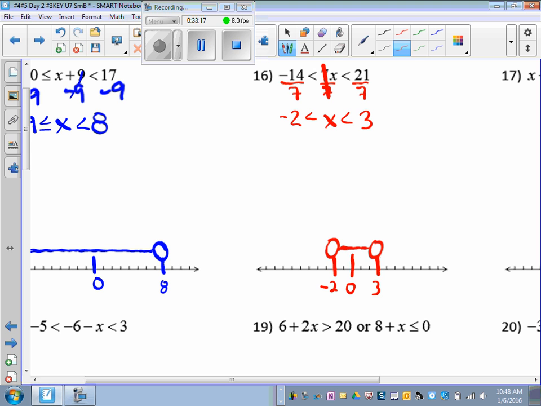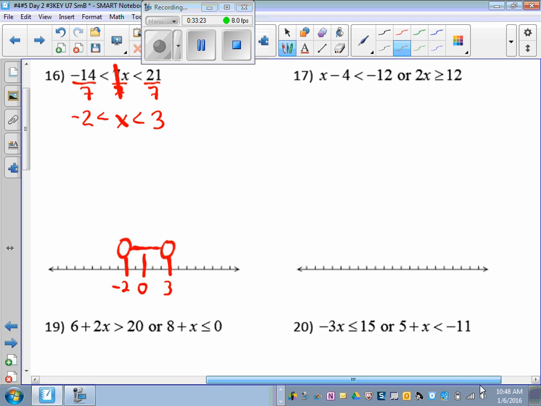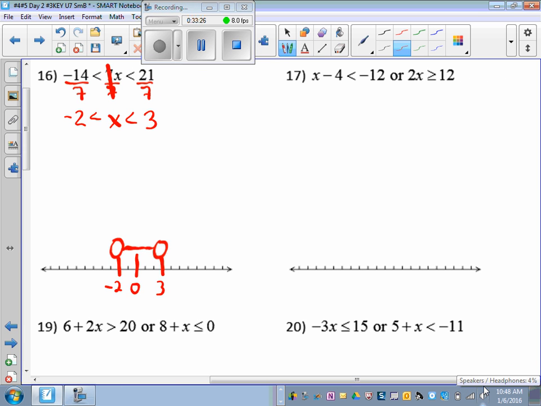All right. Questions on 15 or 16? Let's move on to 17. Finally, an or one. So or we just treat as two separate equations or inequalities. We can't combine them together, so we choose two separate ones. So let's first solve the left one.